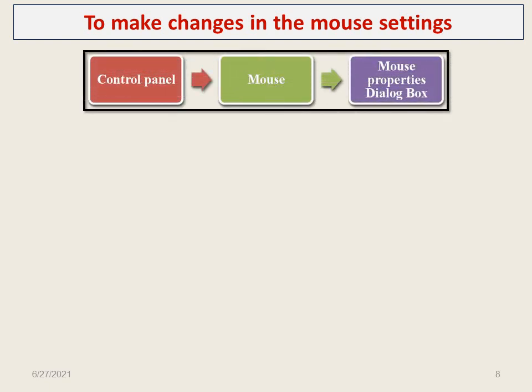First, you have to open the control panel, then click on the mouse button, and lastly the mouse property dialog box appears with various tabs in it. You can select any tab and change the property accordingly.